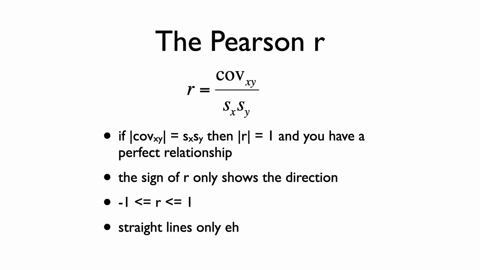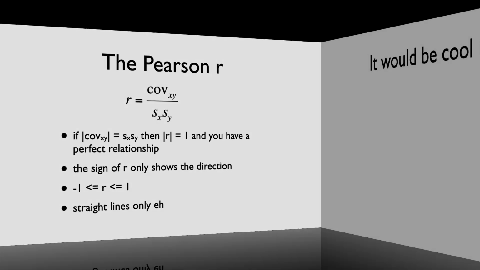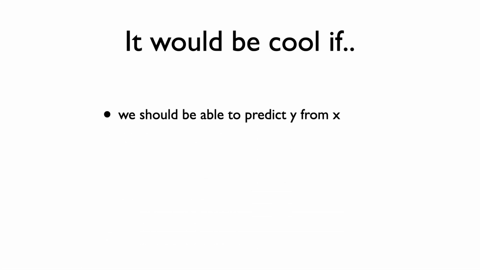They're the same idea. They're doing the same thing. They're just doing it a little bit differently. One of the base assumptions of this is that it's a straight line. Okay. Now, we should be able then to predict y from x. We should be able to predict y from x.